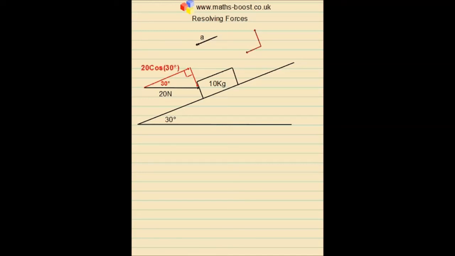So our adjacent side will be 20 cos 30, and our opposite side will be 20 sine 30. And I can remove the original unresolved force. And finally, arrange the forces just so the diagrams are tidier. And there we have it.